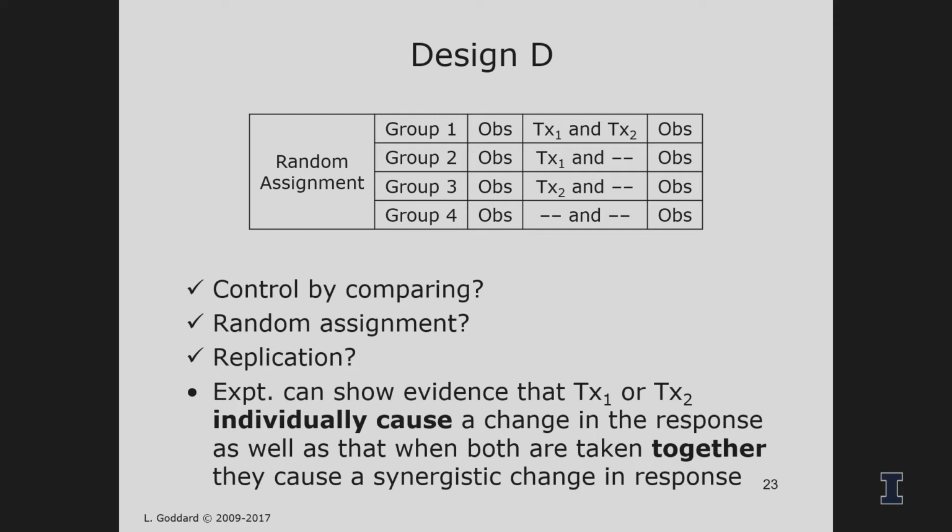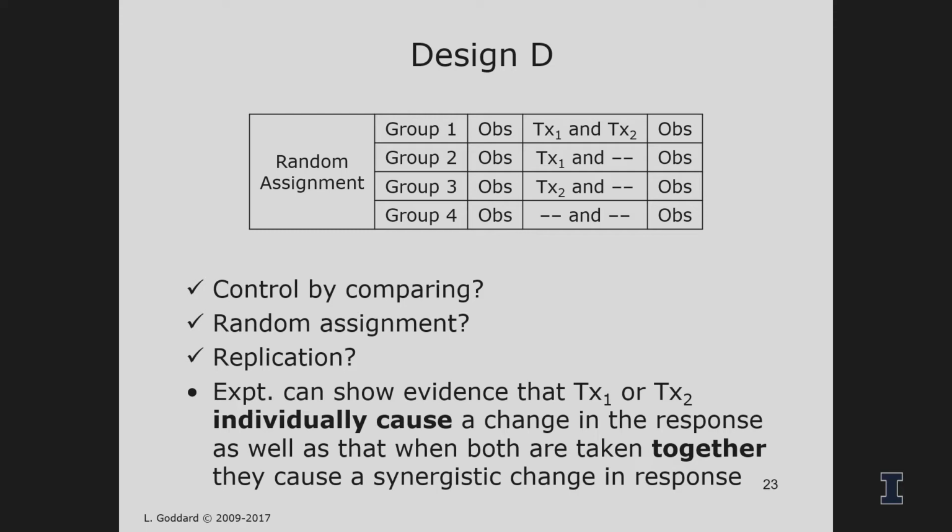If I compare group 1 and 2, I can tell whether both treatments together is better than just hair growth formula. I can compare 1 and 3, both together versus change in diet. 1 and 4, both together versus nothing at all. 2 and 4, hair growth formula by itself compared to nothing. 3 and 4, vegetables versus nothing. And then I can compare 2 and 3, hair growth formula versus just vegetables.